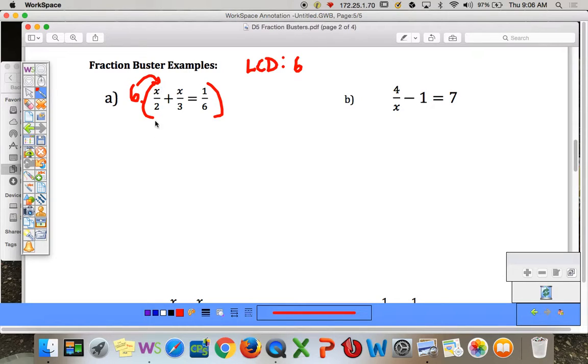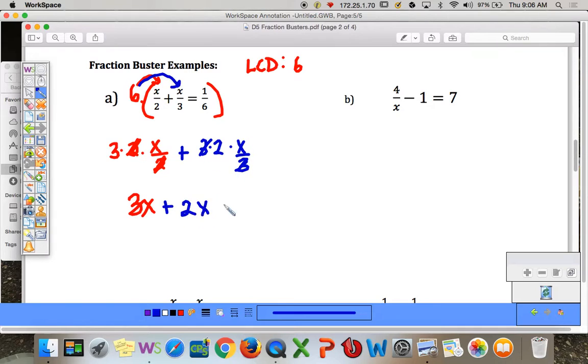So let's do this first guy. We have 6, which is 3 times 2 times x over 2. And again, some of you can do this in your head. You should know that these 2's cancel. So we're going to get 3x. Plus, and we're going to multiply this out. So again, 6 is 3 times 2 times x over 3. So here the 3's cancel. So plus 2x. Equals, and then here we have 6 times 1 over 6. And here the 6's cancel, so we get a 1.